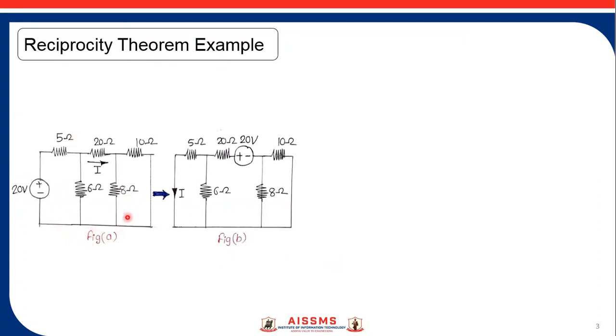So this is figure A and this is figure B. This 20 volt voltage source shifts to this branch, while the current flowing through the 20 ohm resistance is I, and this current shifts to this branch.